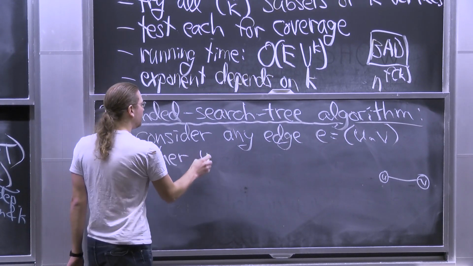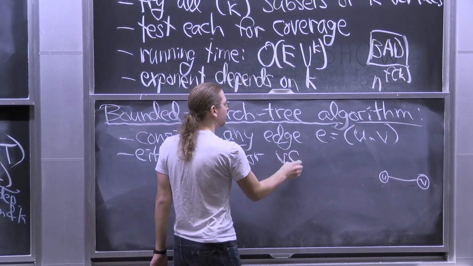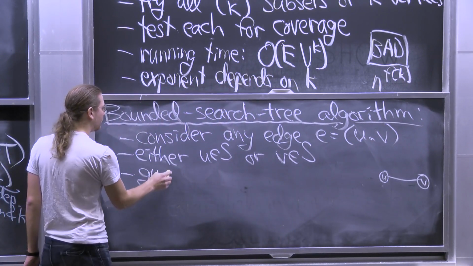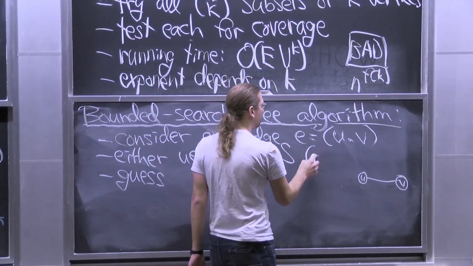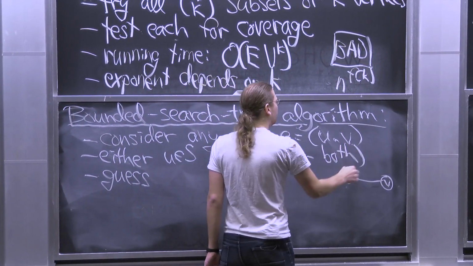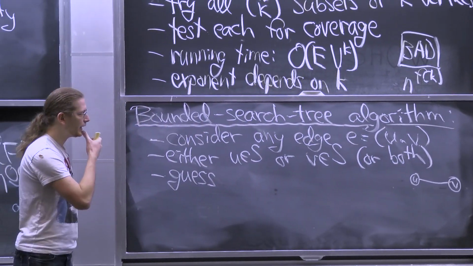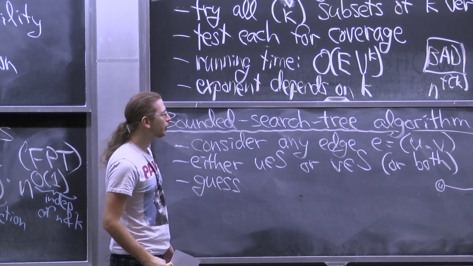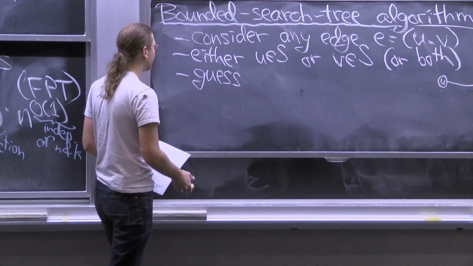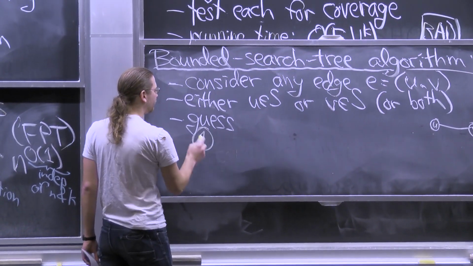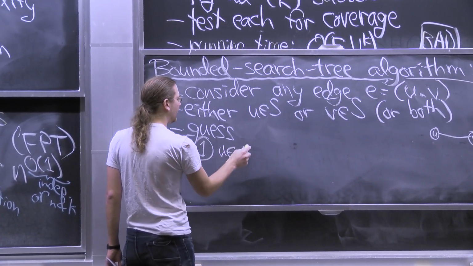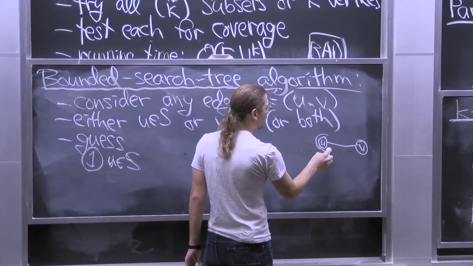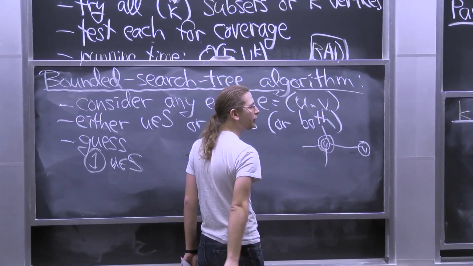So we know either U is in S or V is in S. Don't know which, so guess. So I should, to be clear, mention or both. So we're going to guess, which means we need to try both options. We're going to try putting U in, and then we're going to try putting V in. So let's just see what happens when we try that. So in the first guess, we say, let's put U in S. Well, if we put U in S, that means we cover all of the edges incident to U.